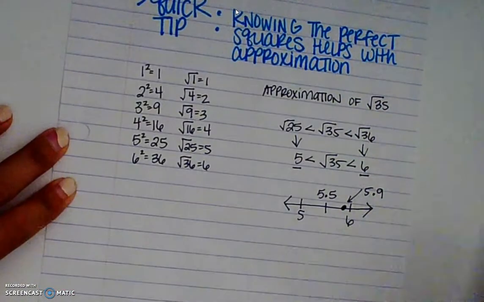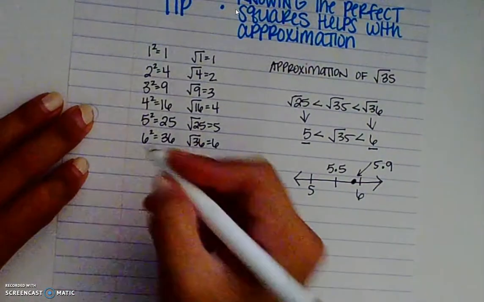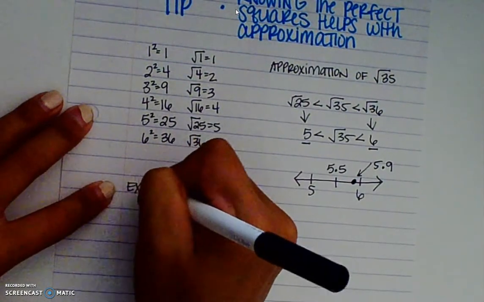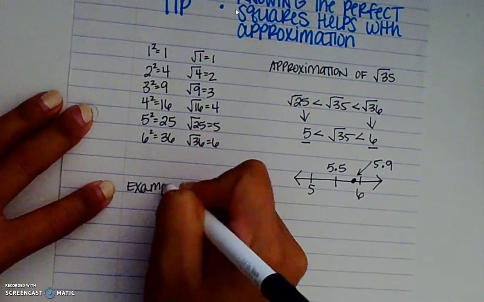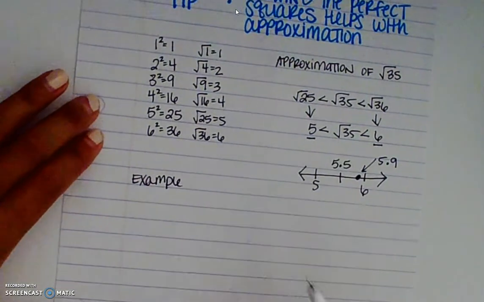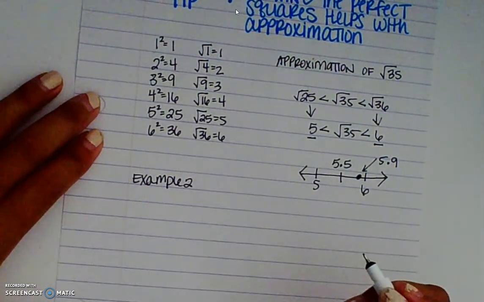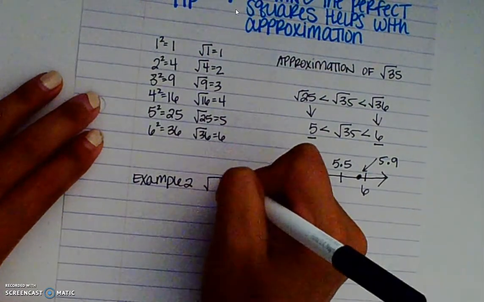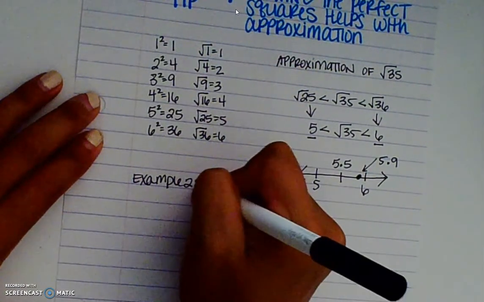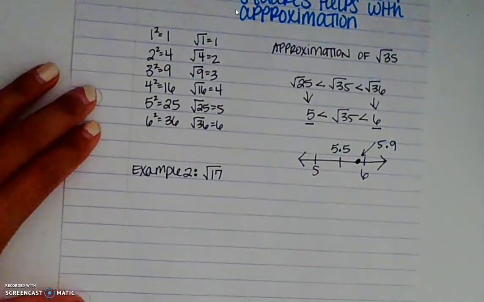Okay, so let's do example number 2. All right, so example number 2. We're going to approximate the value of the square root of 17. Again, we're looking for an approximation.